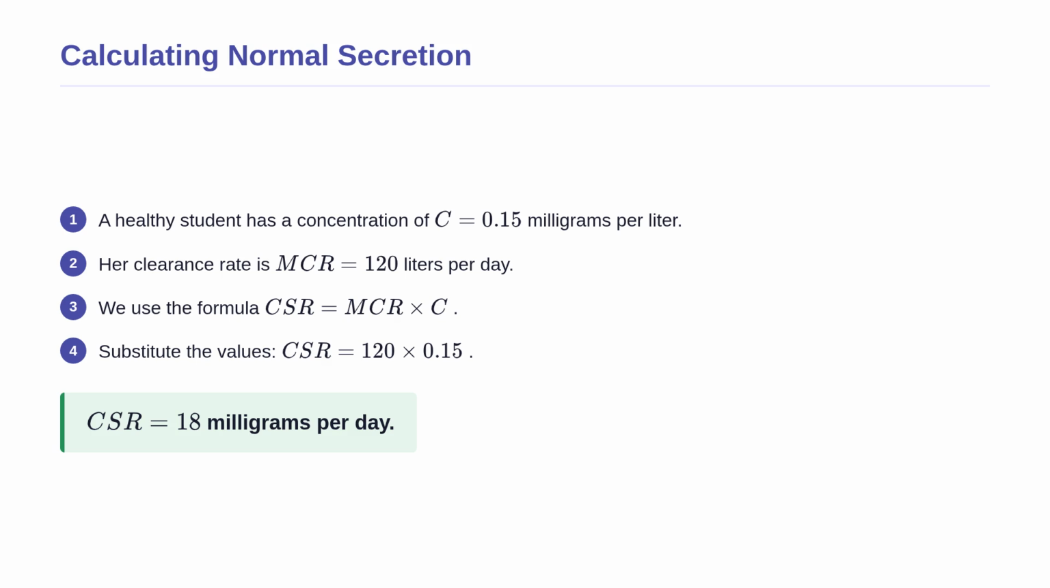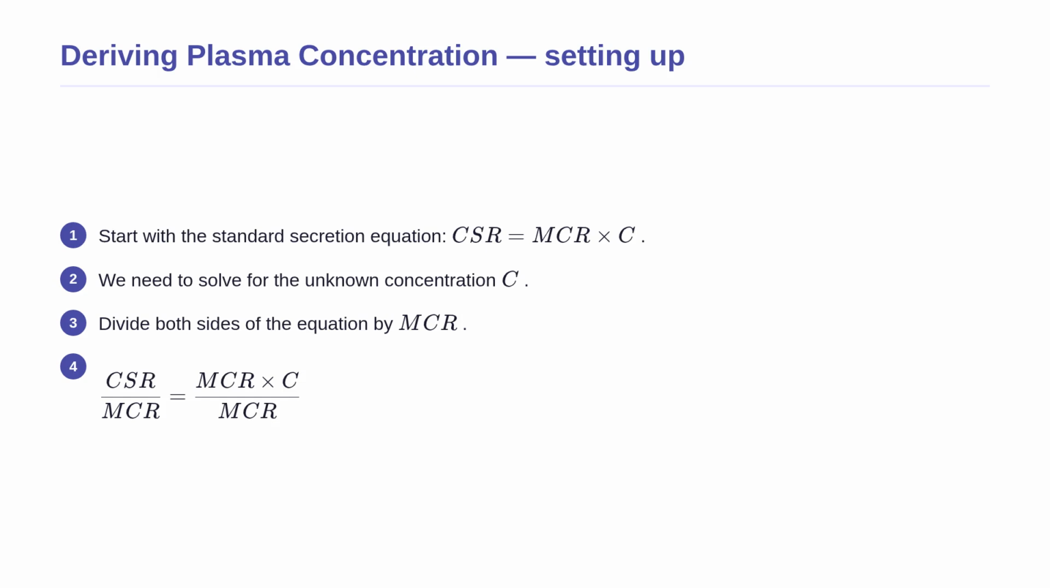We choose our standard formula and substitute the given values, multiplying 120 by 0.15. The liters cancel out, leaving us with 18 milligrams per day. This physically means her zona fasciculata cells are manufacturing exactly 18 milligrams of cortisol daily to maintain her normal metabolism. So we've successfully used the formula to find the secretion rate.